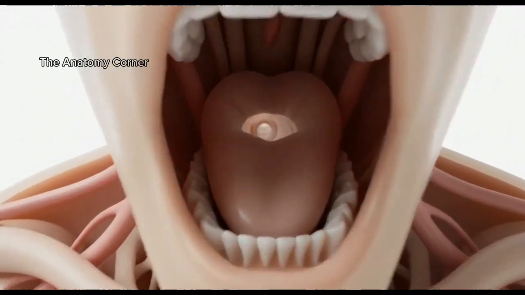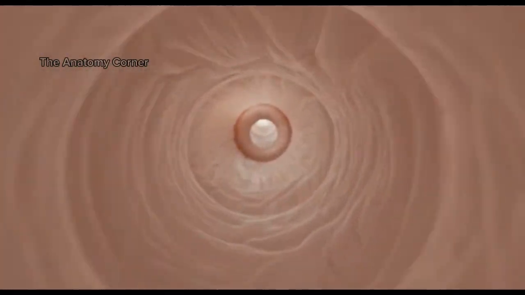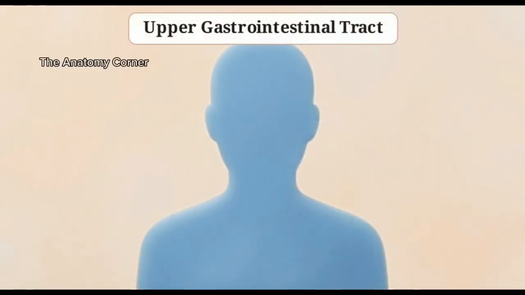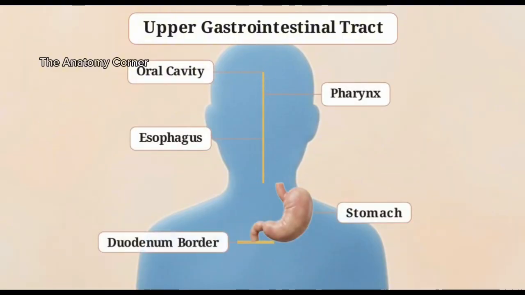From the moment you swallow, food enters a single, continuous tunnel, stretching from the oral cavity down into the abdomen. This upper segment of the gastrointestinal tract includes the oral cavity, the pharynx, the esophagus, and the stomach, terminating at the border of the duodenum.